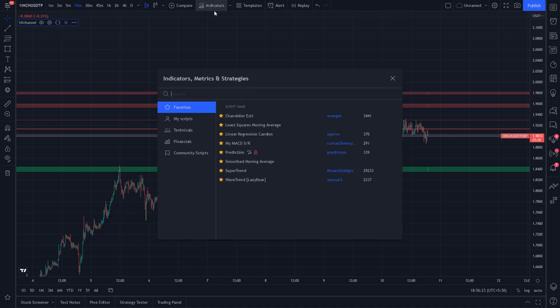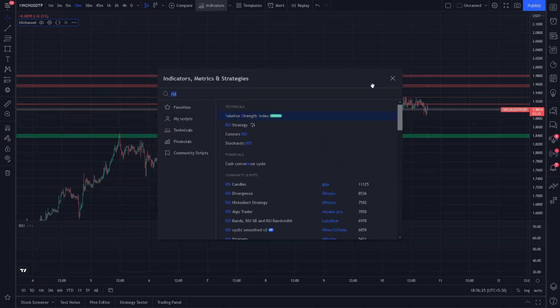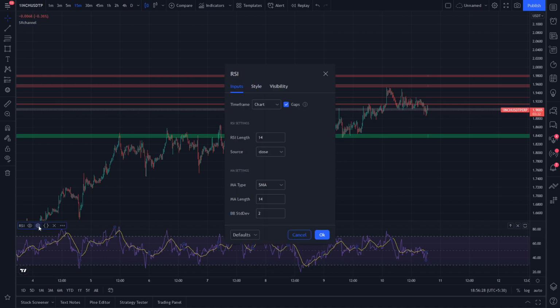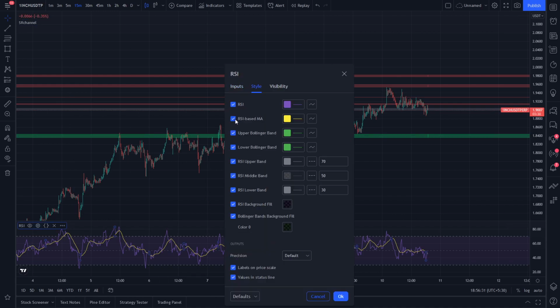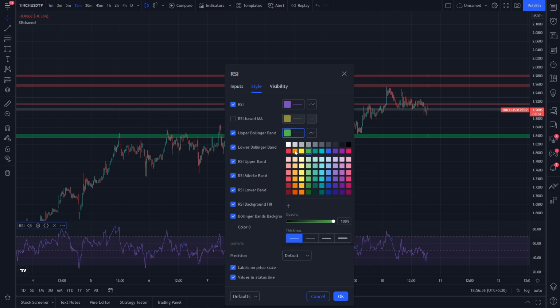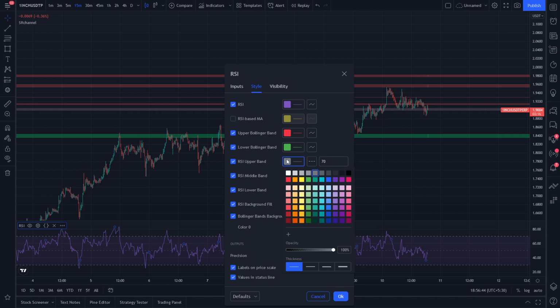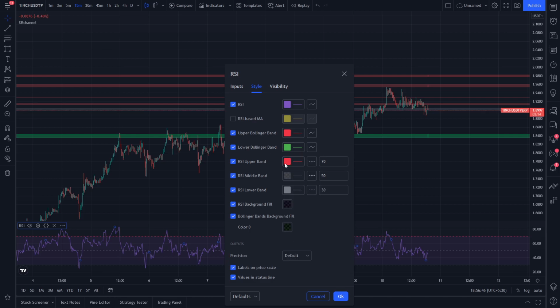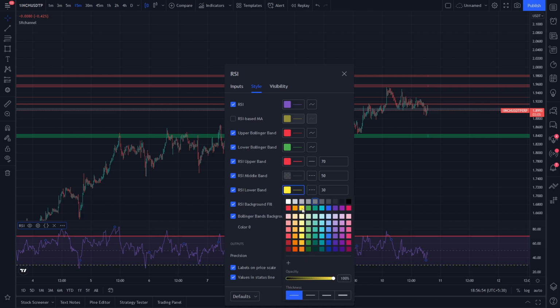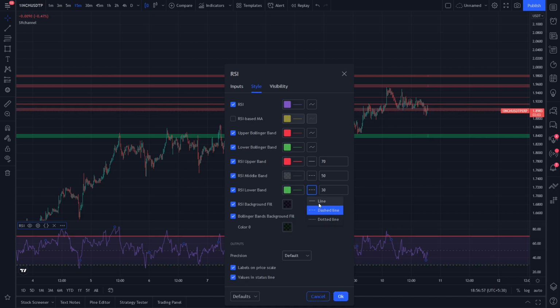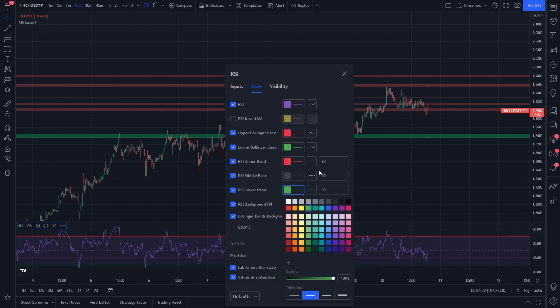And then you need the RSI. Open the RSI, the very default one, go into settings. You don't need the moving average on the RSI, so let's untick that. Let's change the upper band to red. Let's give this a straight line and a thicker line, and then the lower band to green. Let's give it a straight line, and let's give it a thicker line, right?